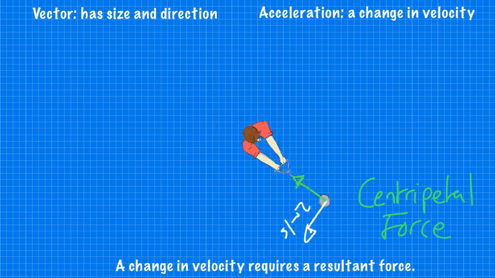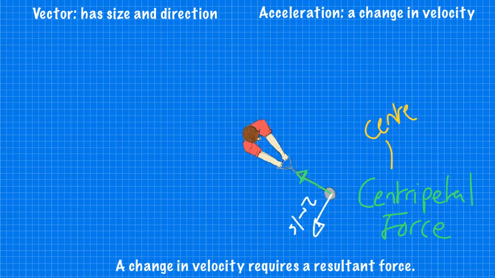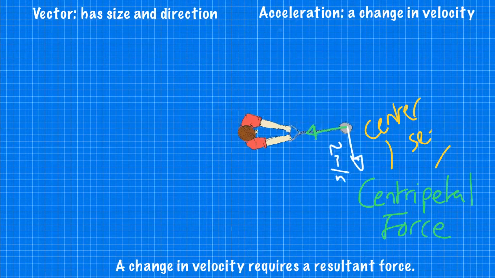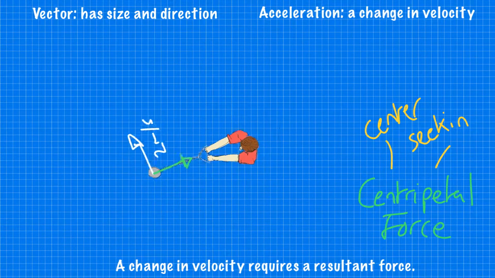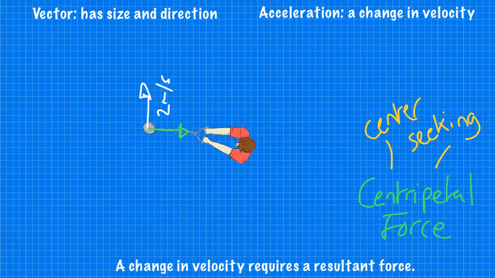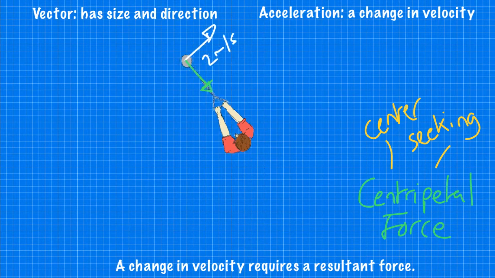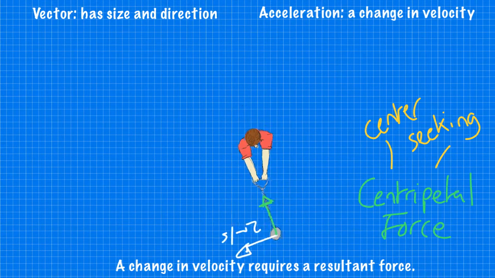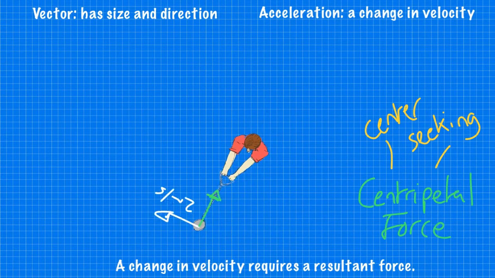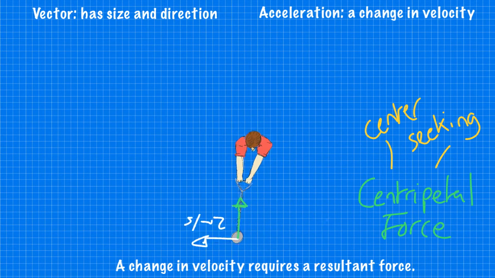One way you can remember it, the word is actually in two parts. Centri means centre, and petal means seeking. So there we have our centre-seeking force. Other examples of centripetal force are gravity. So the force that keeps the Earth in orbit around the Sun always acts towards the Sun, which is the centre of the orbit. So for circular motion, there is always a centripetal force.